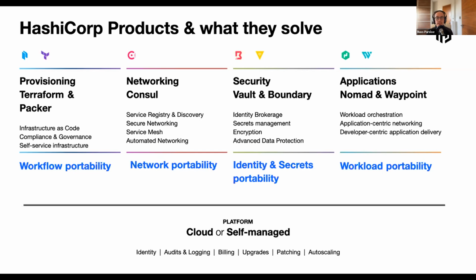Boundary is really for when I, as a user, need access to a particular system. How can I do that in a way that scales particularly well, but is also secure, without having brittle systems that are fairly inflexible or too coarse-grained?